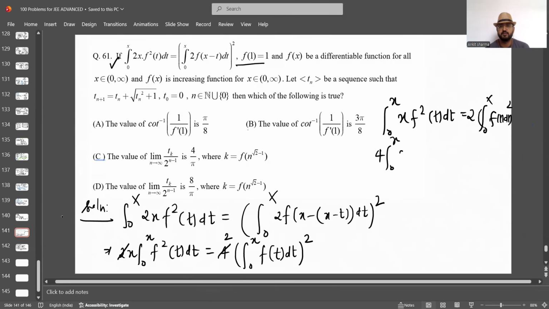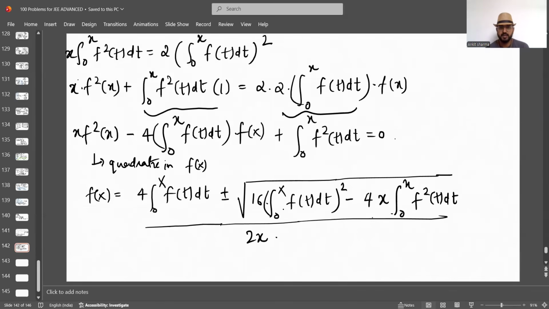So 4 divided by x, this will be 4x into x squared dt. That turns out to be simply 8 times (integral 0 to x f of t dt) the whole square. So that means now I can write down this quantity as 8 times this entire quantity. That means I'll be having here f of x is equal to 4 times integral 0 to x f of t dt, and then plus or minus, this will be 16 minus 8, which is 8, that is 2 root 2, and then square root of integral 0 to x f of t dt.